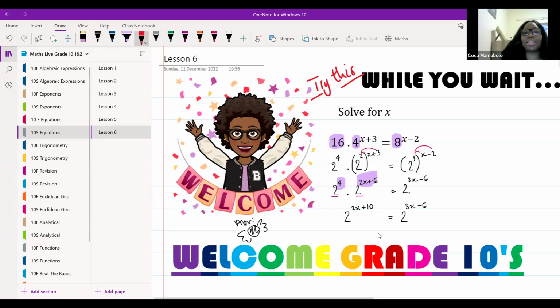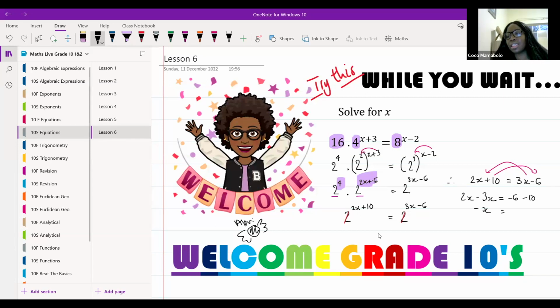Now that I have like bases, I can drop them and I can make my exponents equal. Therefore, 2x plus 10 is equal to 3x minus 6. And then I'm just going to shift things around. The 3x will come over and the 10 will go over. Therefore, 2x minus 3x is equal to negative 6 minus 10. 2x minus 3x will give me negative x is equal to negative 16. Therefore, x is equal to 16.